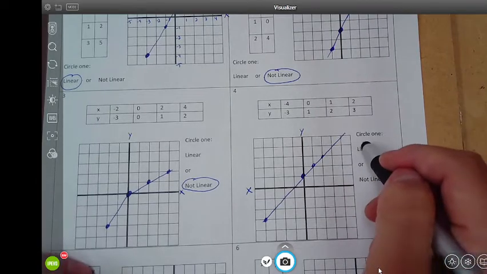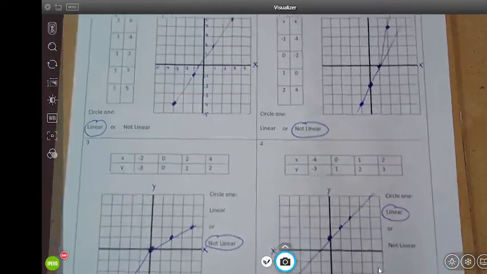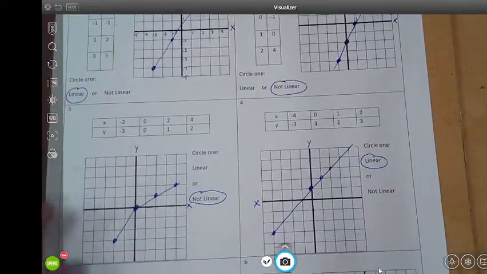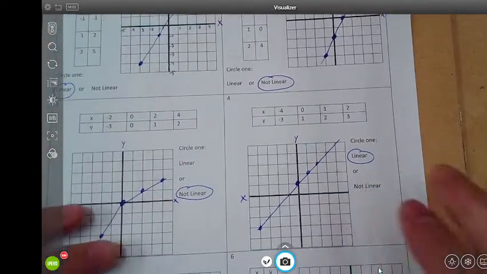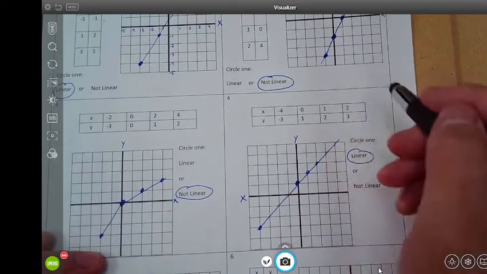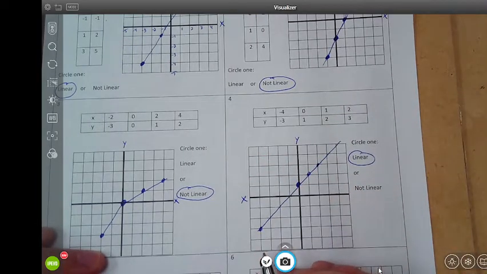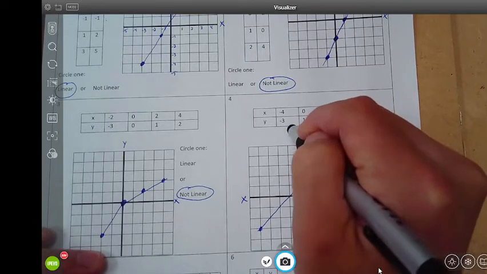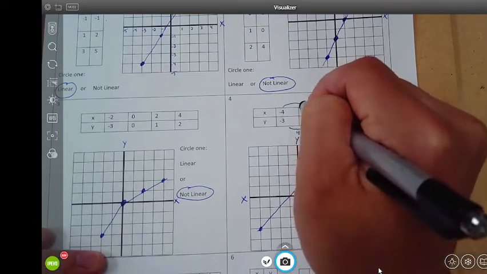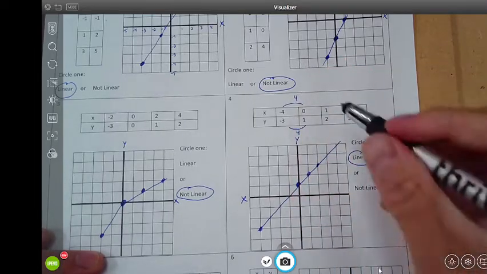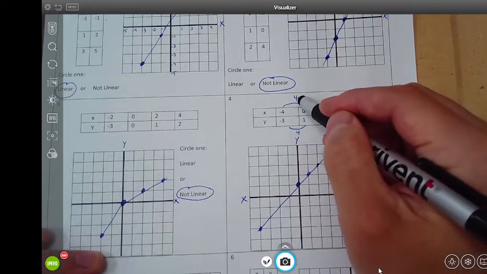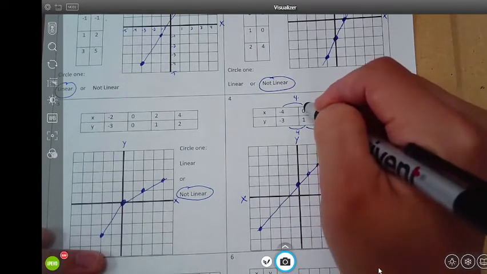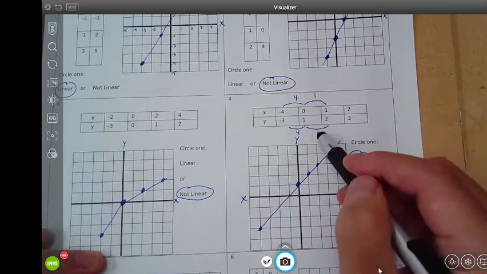This one's linear. The other thing I want to point out is, if you go back, let's look at the slopes on these. Notice this one's linear. Let's look at the change in y over change in x, because sometimes they won't give you a graph. The change in y is 4, from -3 to 1. Change in x is 4. That's 4 over 4, that's 1. Here the change in y is 1, the change in x is 1. That's 1 over 1.